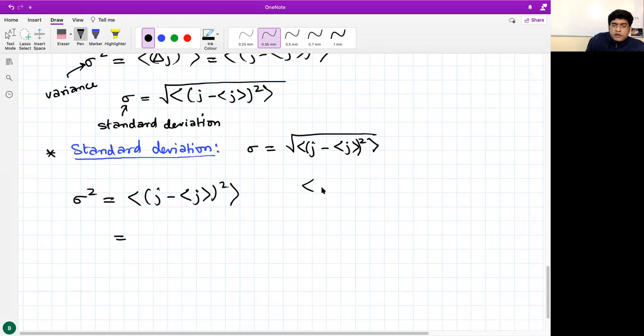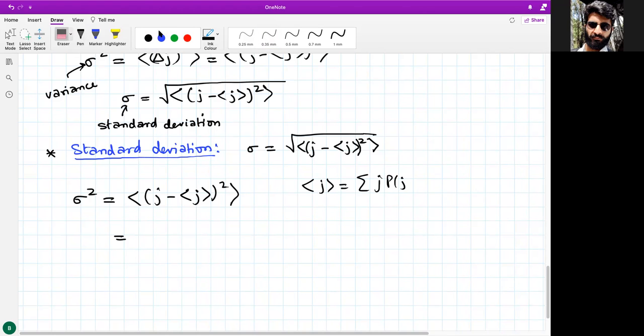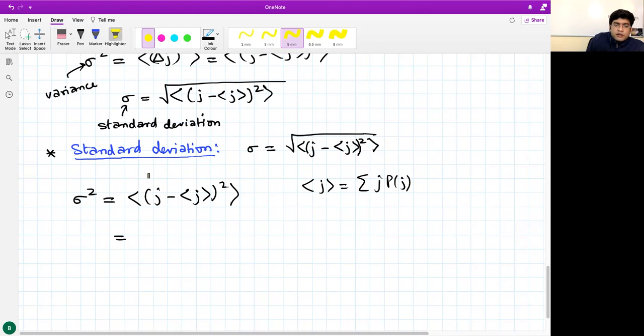What is the definition for the mean of some quantity? If you want to take a mean of j, how will you write it? Summation j pj. Right. In the same way, here the quantity is this. So how will you write the mean? This bracket is a mean. So the mean of this quantity is summation of (j minus j mean) whole square times pj. Right?